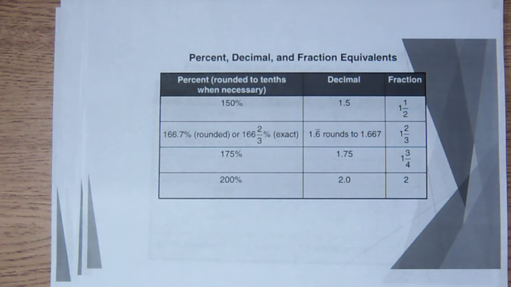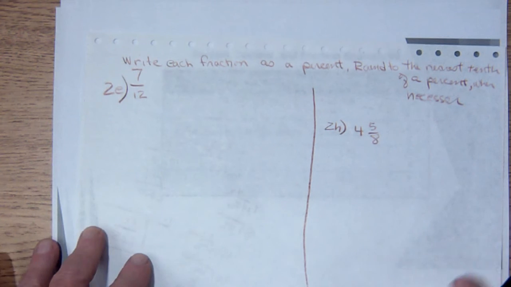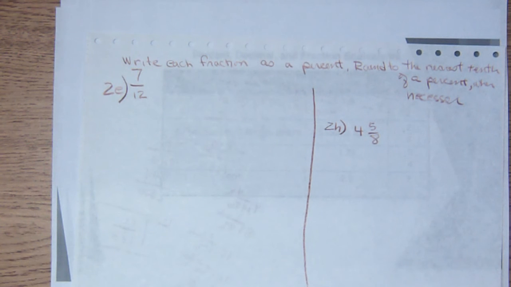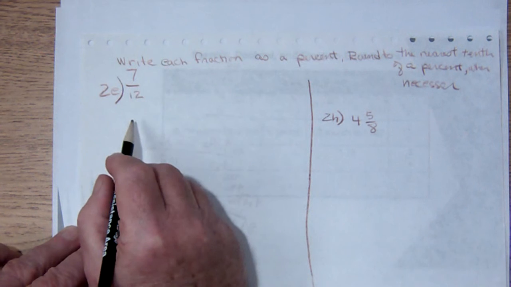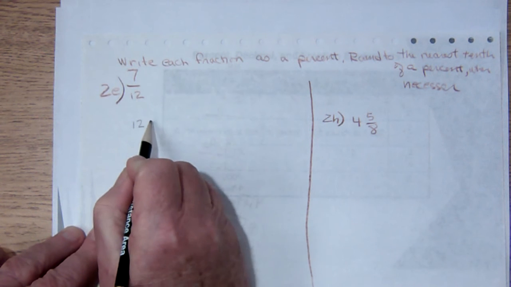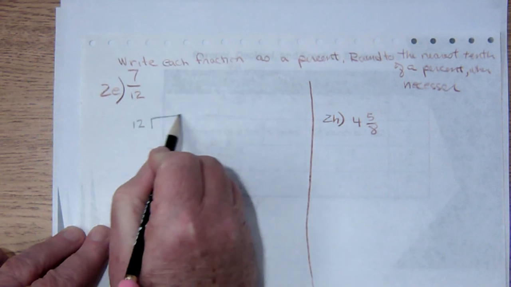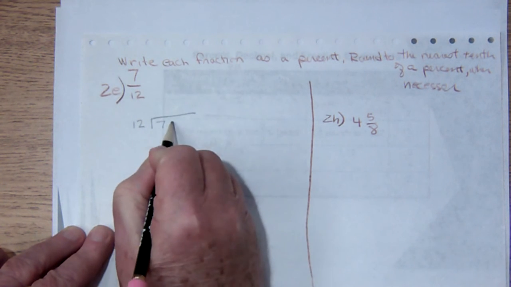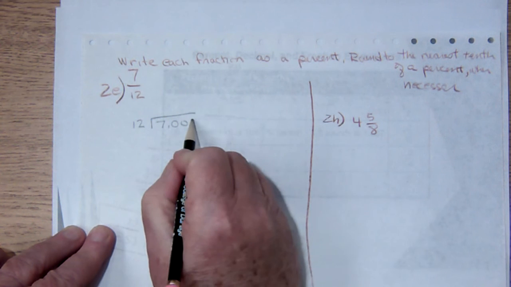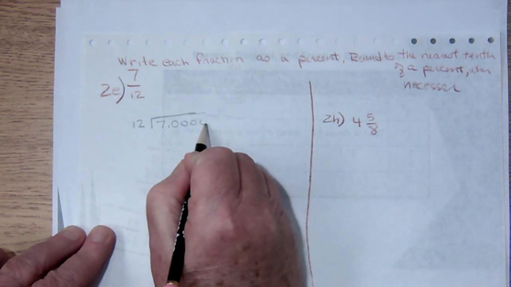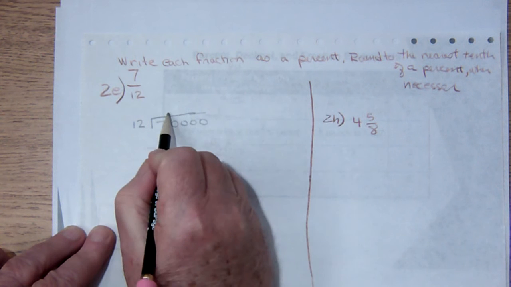So let's do a couple of examples. So here the directions say write each fraction as a percent and round to the nearest tenth of a percent if necessary. So the problem we'll call 2e. Here we would take 12 and divide that into 7.00 and round to the nearest tenth of a percent, so we have to go a little further perhaps. We'll see how far we really have to go.